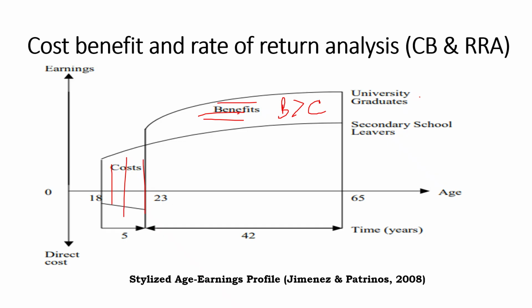This is direct cost versus earning. Earning is higher than spending, and as one acquires higher education, they are more likely to benefit. Therefore, we should invest in education if we really want to improve the performance of the economy.